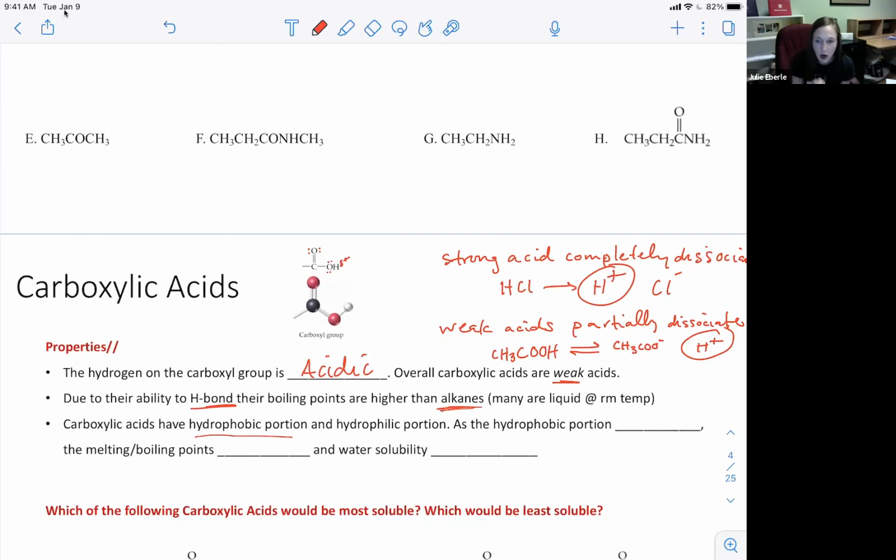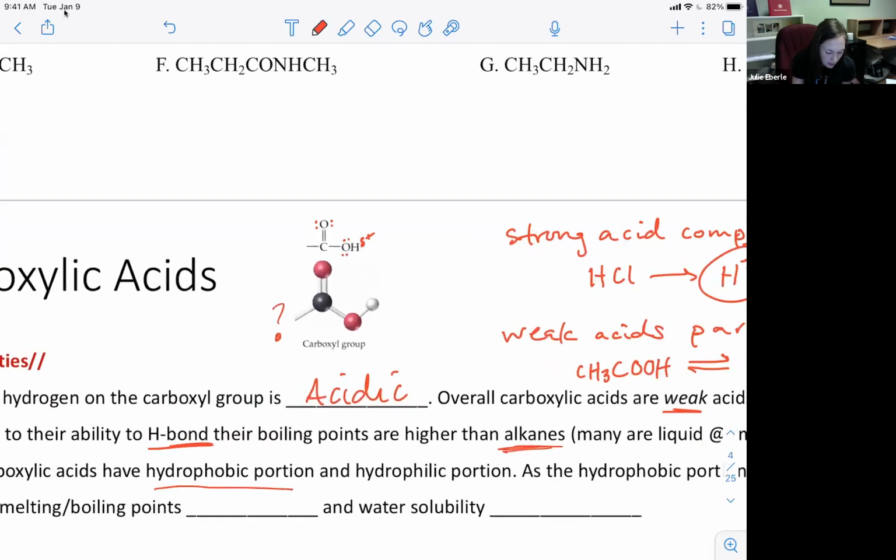We know that the carboxyl group on a carboxylic acid is very polar, right? We've got 2 electronegative oxygens. Now we don't always know what the rest of the molecule looks like. The molecule could extend. I'm going to zoom back in on our little picture here.